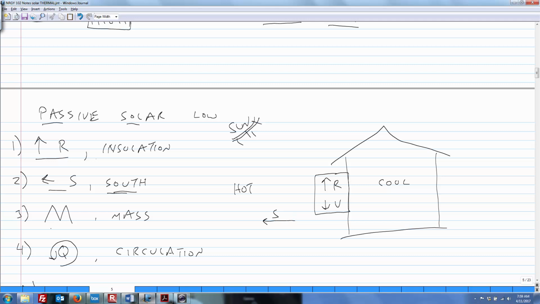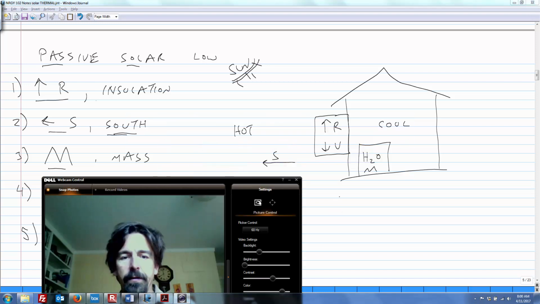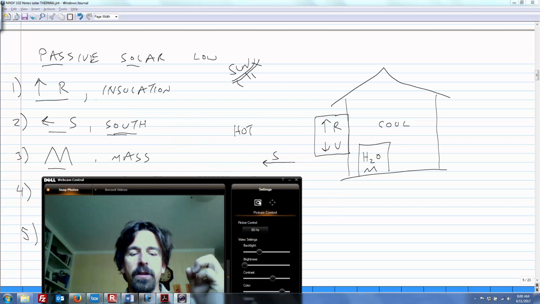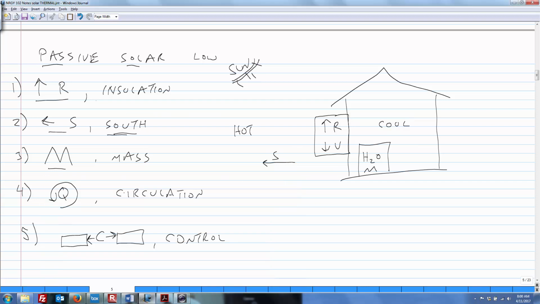Okay, now you're also going to want to have a large mass. So if we want to heat water, we'll have H2O here, and we want to have a lot of it. So a lot of mass will allow us to store a lot of heat. Maybe not at as high a temperature, but a lot of heat. Now, we also want a lot of circulation. So we might have a fan to keep the heat moving throughout the building. So this water could be hot, it could be cold, but in order to maintain a comfort level, we want to have good circulation of the heat.